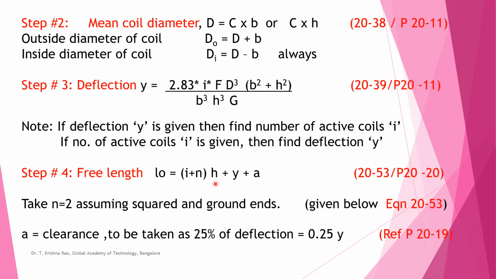L0 equals I plus n into h plus y plus a. This equation is similar to what we have used for circular cross section. The only thing is, there we had used d, and now it should be h here. h is the height of the spring here. Here n is always used as 2 because we assume square and ground ends, and a is the clearance. We always assume clearance as 25% of the deflection, 0.25 into y. So we find out the value of the free length.